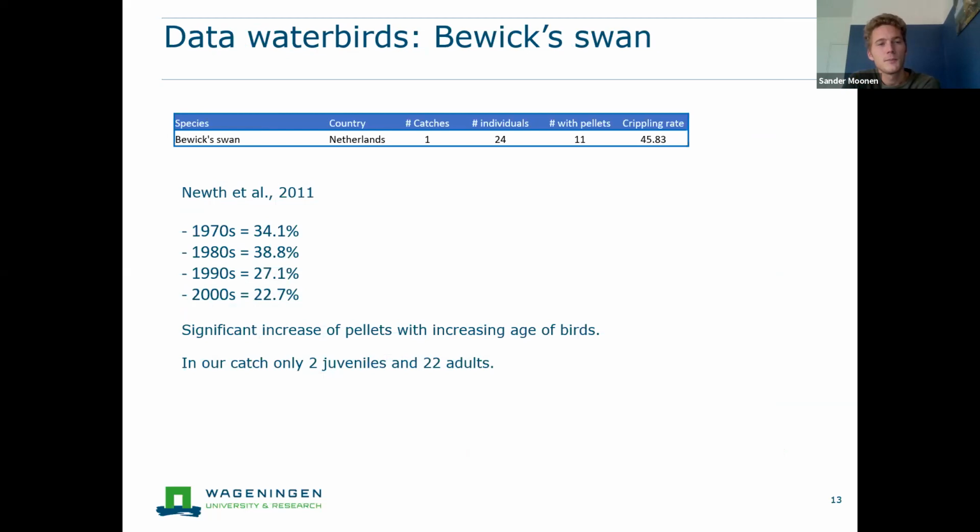To compare our results with some data from the past, Newth et al. published data on Bewick's swans in 2011 as well. And as you can see, also in this research, numbers were fairly high. In the 1970s, it was around 34%, and in the 2000s, for example, it was 22%. But they also found a significant increase of pellets with increasing age of the birds. And in our catching moment, like Kevin told us, we catch just a random sample of the birds, but in this case we caught only 2 juveniles. This could mean that this 45% is a little bit caused by the fact that we catch mostly older birds, which from the research of Newth et al. have more pellets in them. But still, it would be very high if we caught more juveniles.